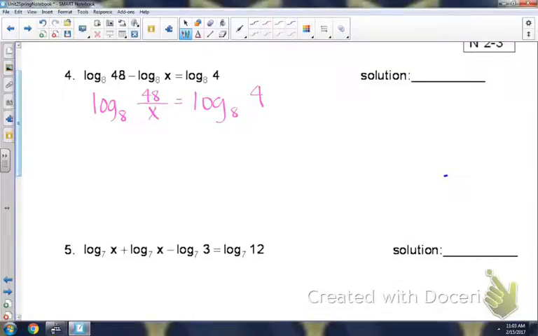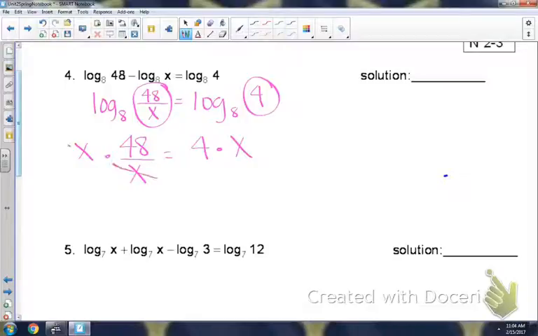Okay, since those logs are equal, we are going to set our m equal to n, so 48 over x equals 4. You can either put 4 over 1 and cross multiply, or get rid of the x. We're dividing by x, so I would multiply it on both sides. So we would be left with 48 equals 4x, and then divide by 4. So x would equal 12.